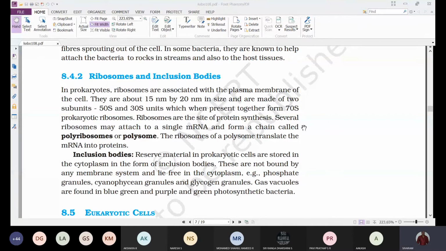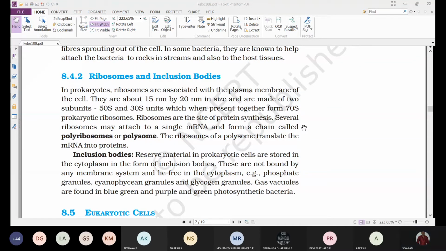Next, what is the function of ribosomes? Ribosomes are the sites of protein synthesis, also called protein factories, because ribosomes are involved in protein synthesis, the formation of the polypeptide chain. They form the polypeptide chain, which we also call a protein molecule. So ribosomes are the site of protein synthesis or polypeptide chain formation.